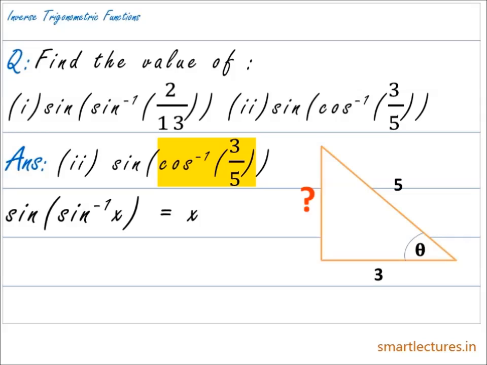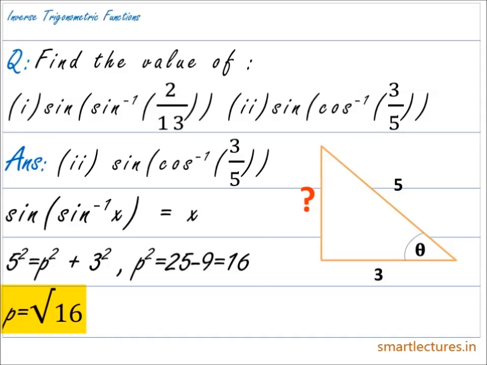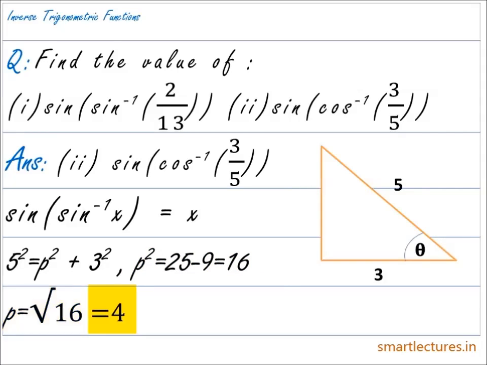As per the Pythagoras theorem, the sum of perpendicular square and the base square is equal to the square of hypotenuse, which means 5 square is equal to perpendicular square plus 3 square. Or we can write perpendicular square is equal to 25 minus 9, which becomes 16. So p square is equal to 16, and the perpendicular is equal to under root 16, which comes out to the value of 4.